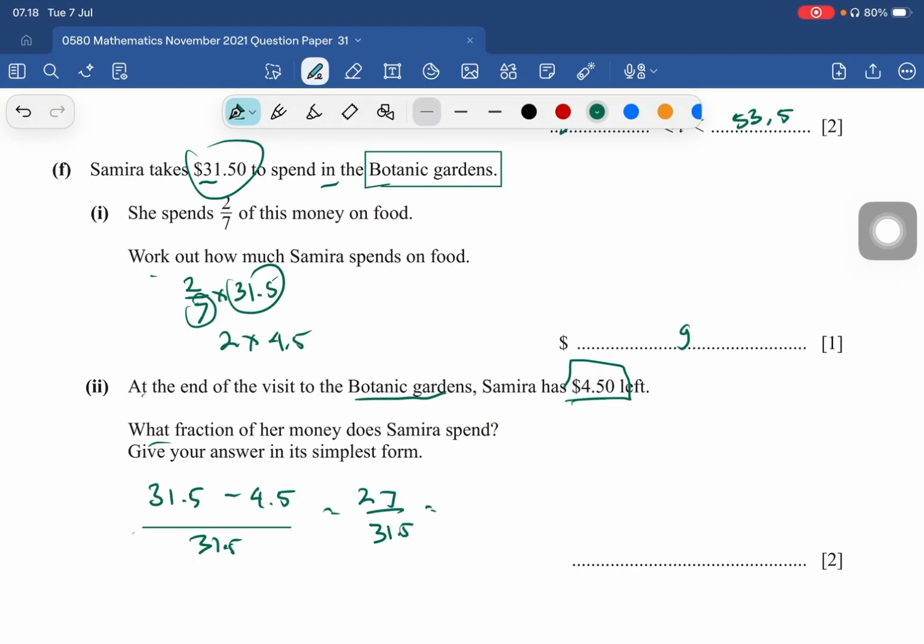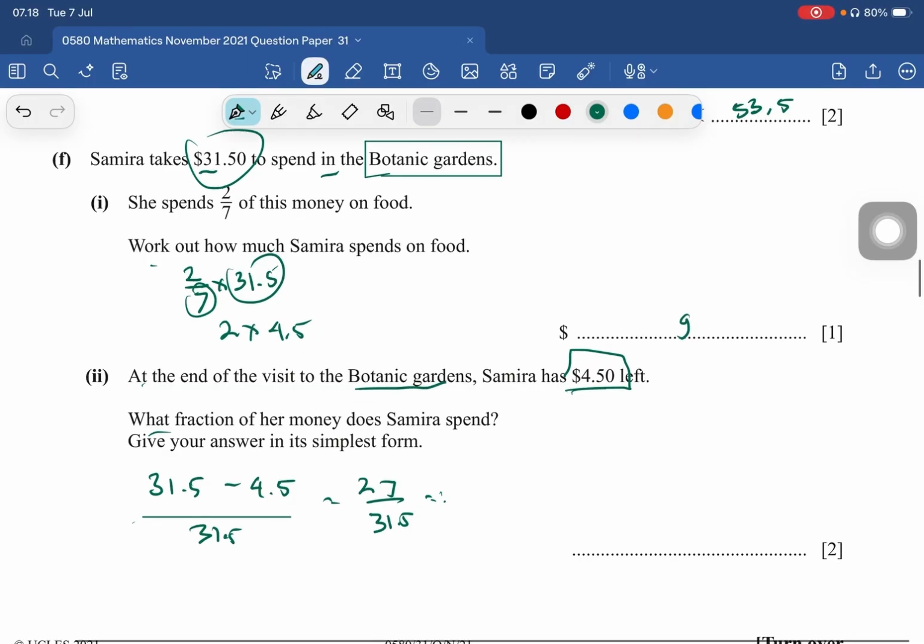Here, let's simplify. We can divide first by 7, but now we cannot divide by 7. Okay, let's check it, 31.5. Can we divide by 9? Okay, let's divide by 9 first. So it's going to be 3.5 on the bottom and 3 on top. As this is a decimal number, let's multiply by 2. So we get 6 over 7.